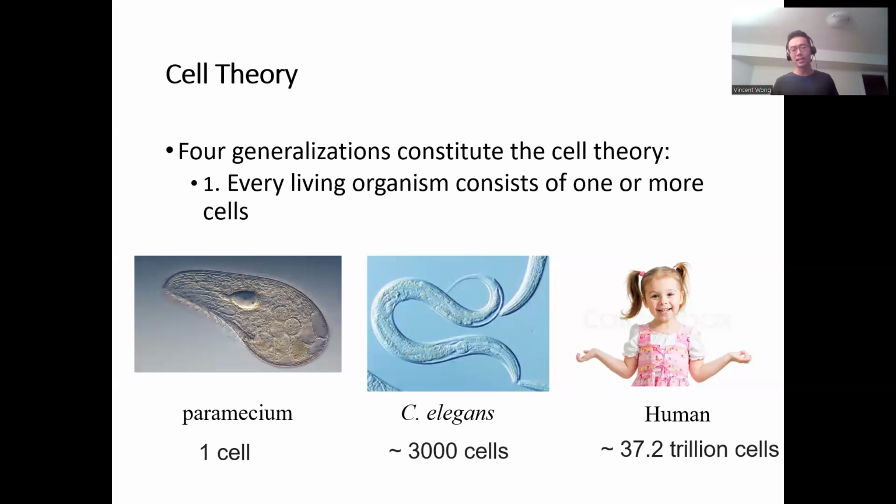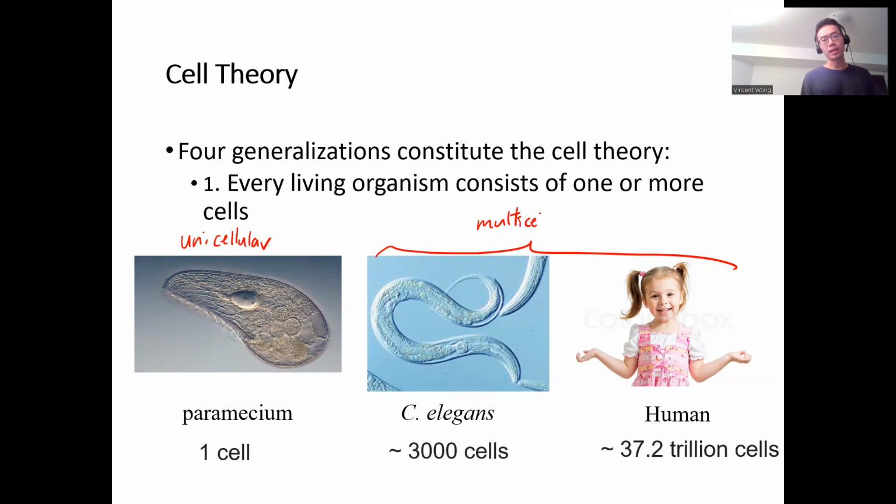So only 3,000 cells or so, okay? And when it comes to humans, we are super big, right? We have a lot of cells, roughly 37.2 trillion cells, plus or minus, depending on how big you are, right? Okay, so the point is, it doesn't matter. You can have 1 cell, which we say unicellular, or you can have many, many cells, which we call multicellular. All right, so that's the first part of the cell theory. If it's alive, it's going to have cells, at least one cell.